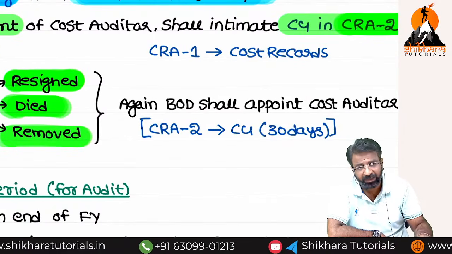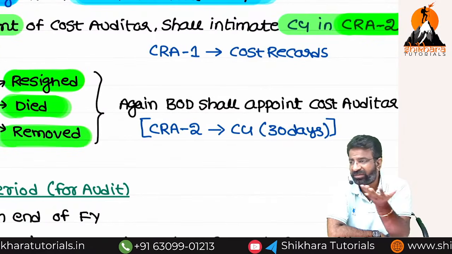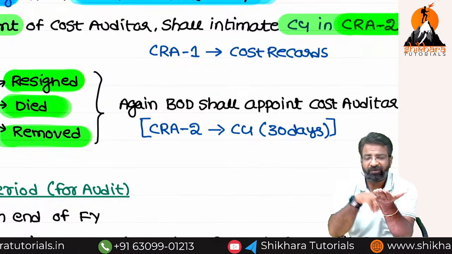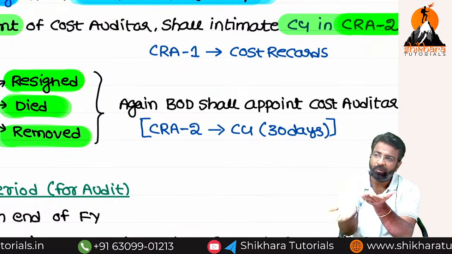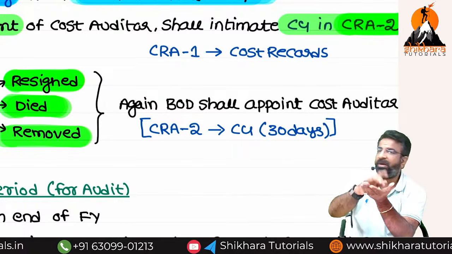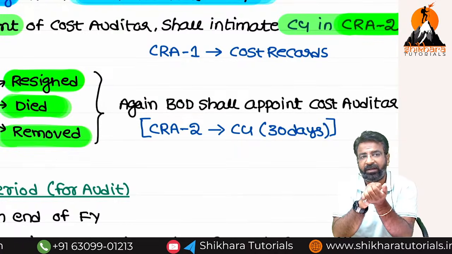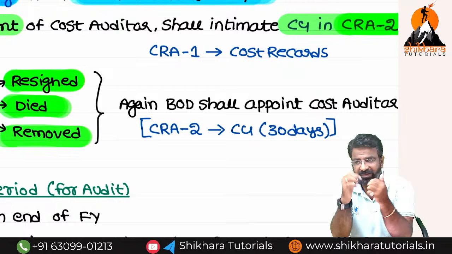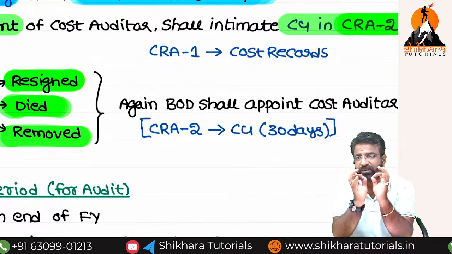Now tell me, he went. Has a casual vacancy arisen? Now do we have a cost auditor or no cost auditor? Who will bring one again? The board of directors. But now not within 180 days. That time was for the first time. Now is it the second time we are appointing? That is only 30 days.